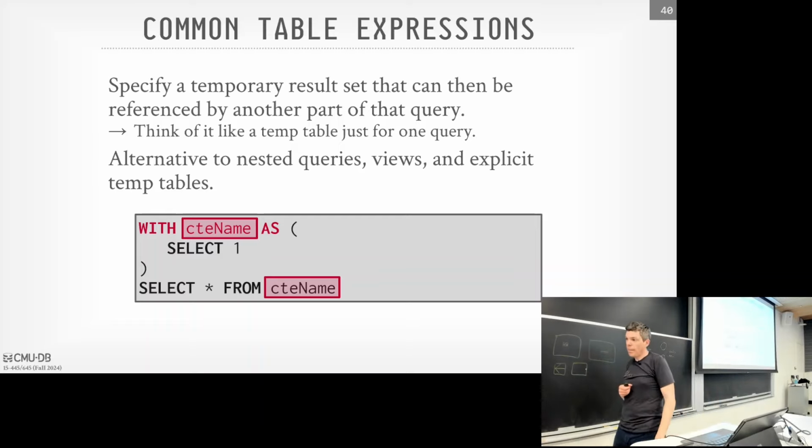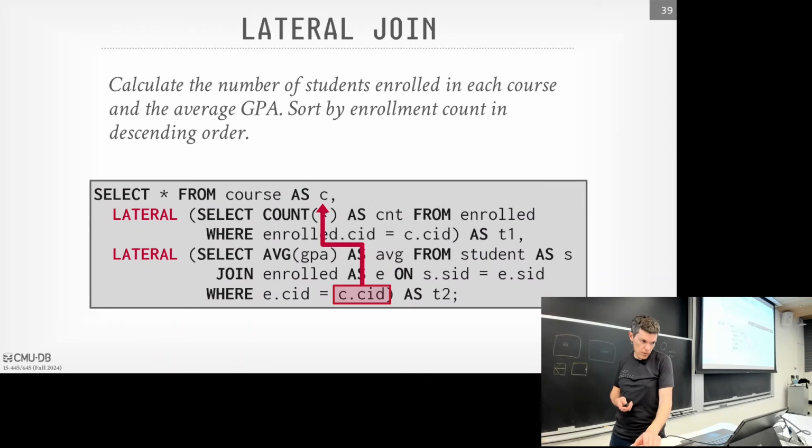Yes? So for lateral join, is it kind of like I create a temporary table from the subquery and then join these two temporary tables? The question is, should I think of lateral joins as creating a temp table, which I can then reference and do joins on in other parts of the query? At a high level, conceptually, yes.